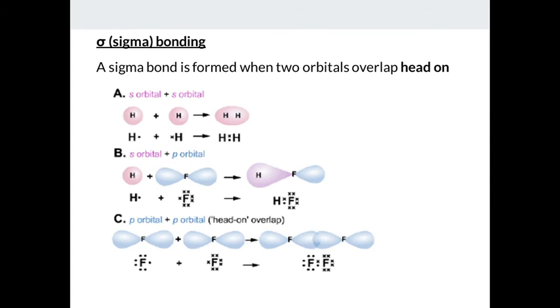So let us first take a look at sigma bonding. A sigma bond is formed when two orbitals overlap head-on. A sigma bond can be formed from an overlap of one s orbital and another s orbital. It can be formed from the head-on overlap of an s orbital and a p orbital, and it can be formed from a head-on overlap of two p orbitals. And that's all you will learn in the H2 syllabus.